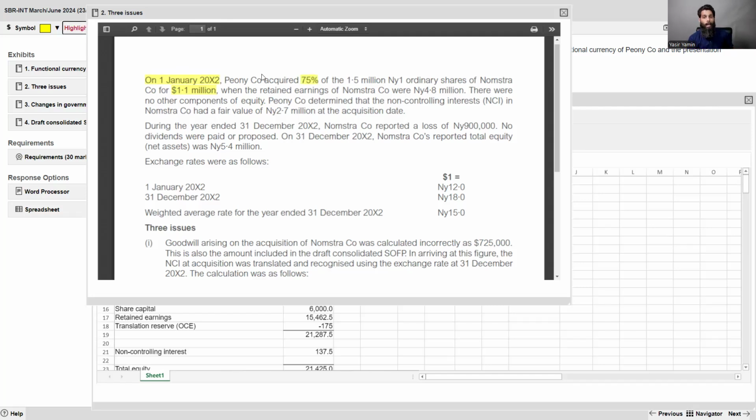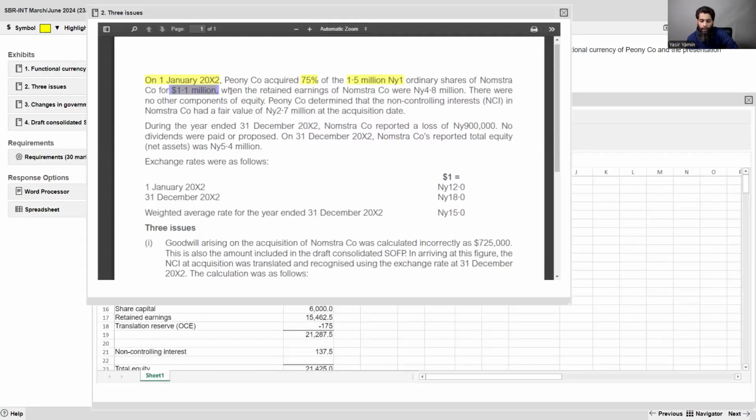And how much equity capital does Nomstra have on that date? They have issued 1.5 million shares with a par value of NI 1. That means the share capital would have been $1.5 million, or 1,500 if you were to talk in thousands, right? And we have acquired this stake for $1.1 million. Dollars is the functional currency of the group.